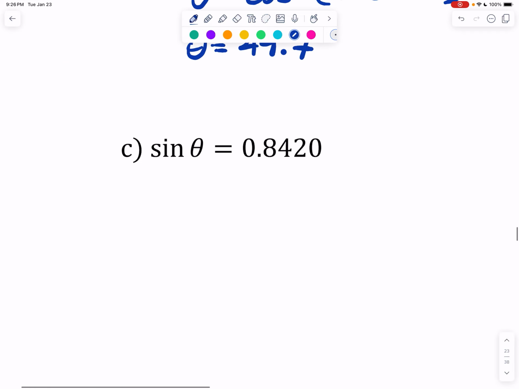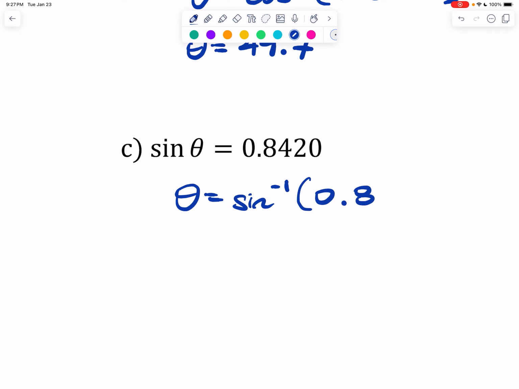Next example. We get theta on its own by moving sine to the other side. When we do that, it becomes inverse sine, and that's of 0.8420. And if you punched it in your calculator correctly, you might have gotten 57.4 degrees.